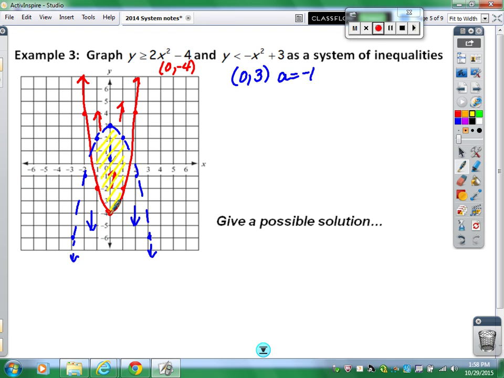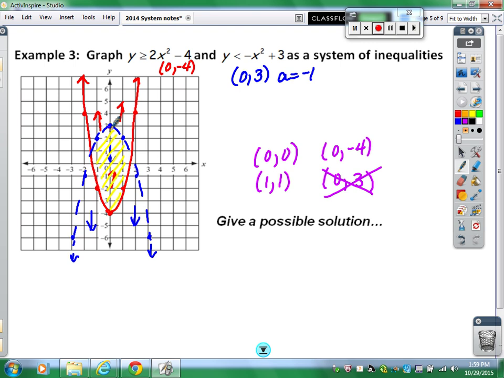So what are some examples? What are points that are in both of these regions? Well, there's (0, 0). We could do (1, 1). We could do (0, -4), because this is solid, but you can't do (0, 3). That one's not going to work because this is open. It's dashed. So anything on the dashed line is not going to work. Any points, and there can be an infinite number of points, within that shaded region are going to make both inequalities true.